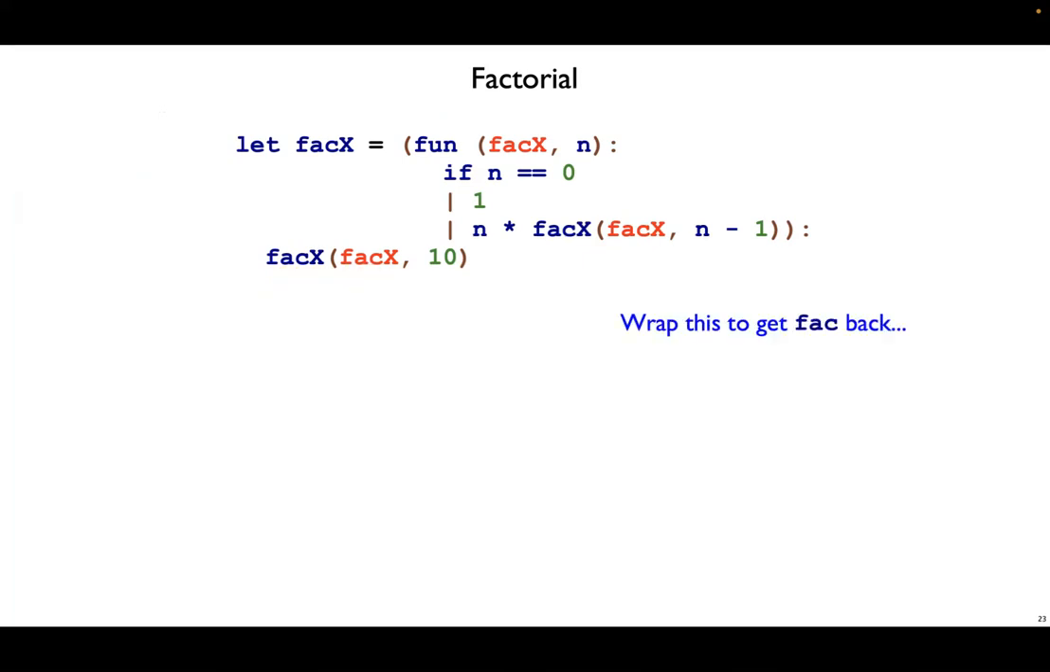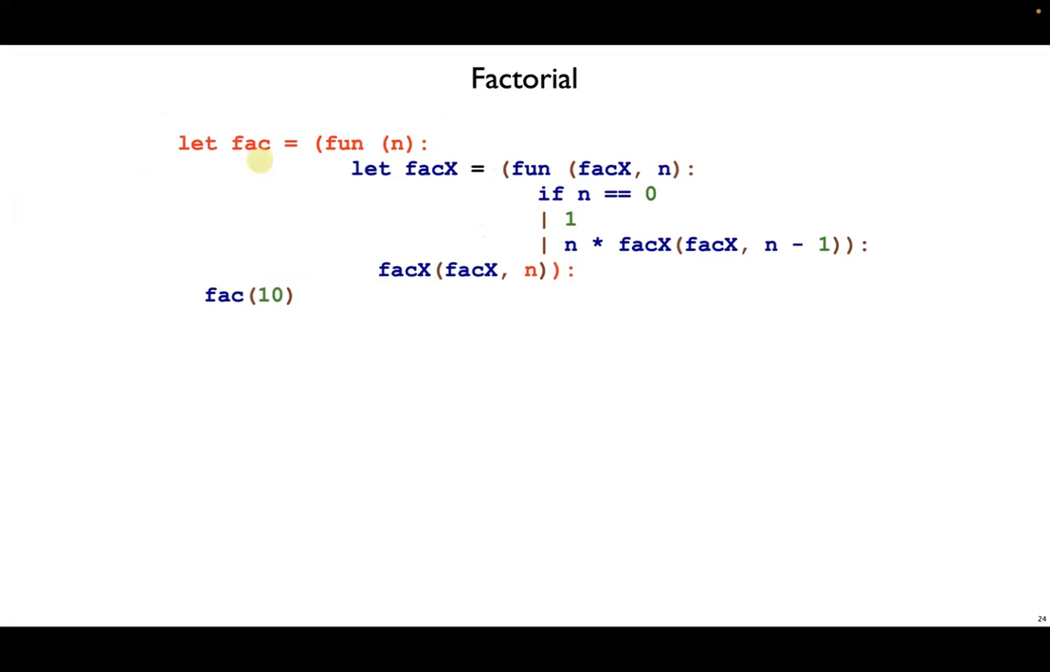We can just wrap to get factorial back. So fac is a function that takes in one number and then does our complicated dance, makes a recursive factorial function, and we can call it down below, fac of 10. And with that, we have a simple encoding of recursion just using let.